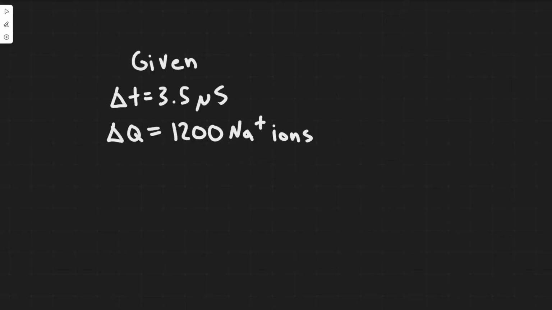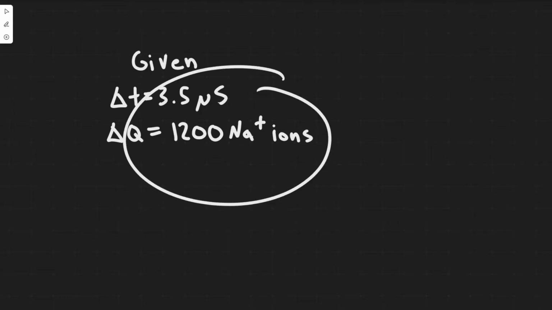If 1200 Na plus ions flow across a cell membrane in 3.5 microseconds, the charge on the sodium is the same as on an electron, but positive. So the first thing you always want to do when you do these problems is write down what we're given.